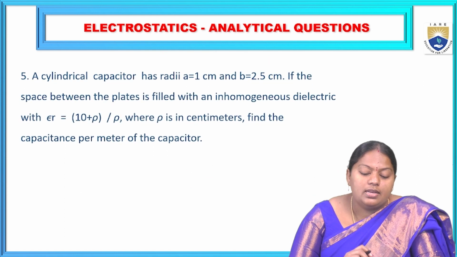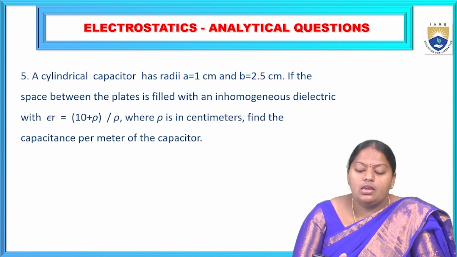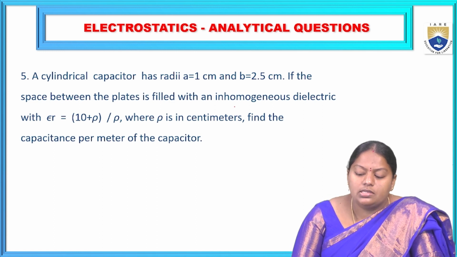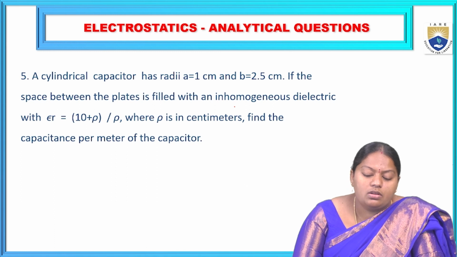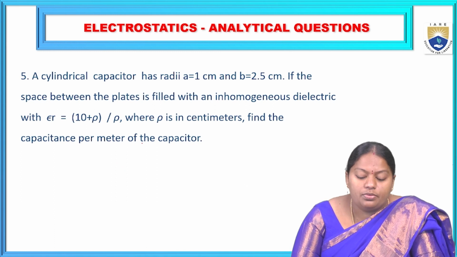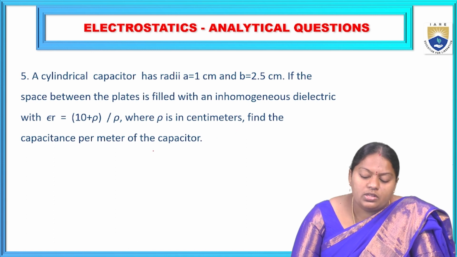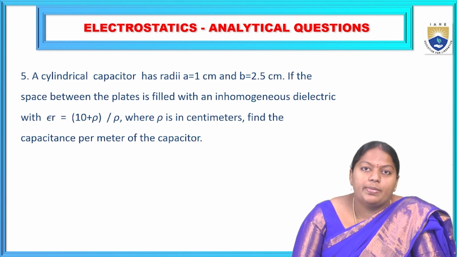Next, a cylindrical capacitor has radii A equal to 1 centimeter and B equal to 2.5 centimeters. If the space between the plates is filled with an inhomogeneous dielectric with epsilon r equal to (10 plus rho) by rho, where rho is in centimeters, find the capacitance per meter of the capacitor.